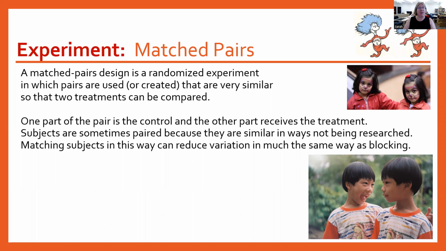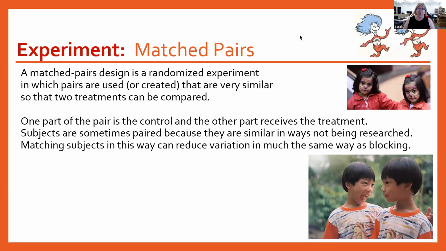So it's a little bit of a difference from the other experiment designs that we looked at. Typically, one part of the pair is the control and the other part receives the treatment. Subjects are sometimes paired because they are similar in ways not being researched. Matching subjects in this way can reduce variation in much the same way that blocking does. So it will have a little bit of that blocking flavor.